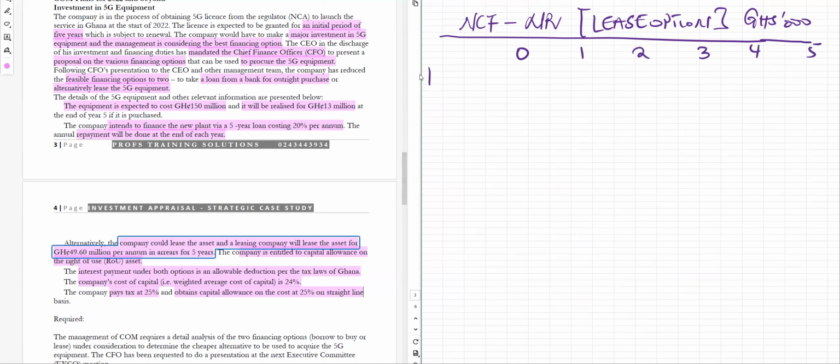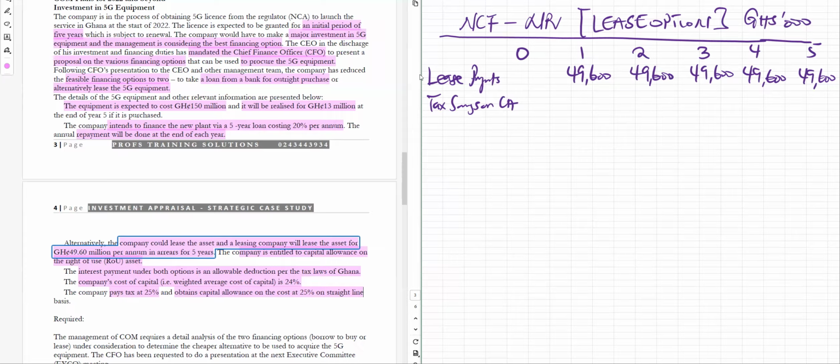So I start with what? My lease payments. That's the only thing we are actually paying in the lease. We're paying 49,600 every year. So this one is actually an annuity, 49,600, 49,600, and 49,600. So that was our lease payment. Then we have our tax savings on capital allowance.